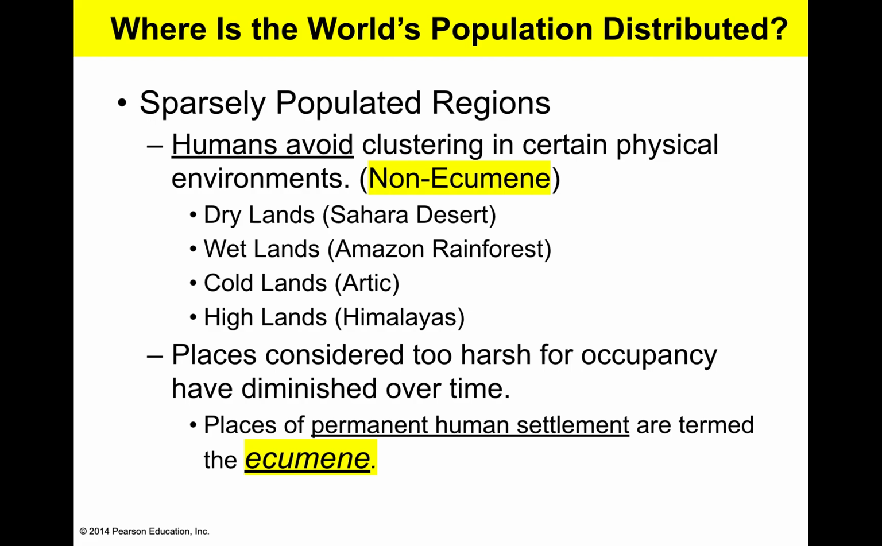Highlands is another area. The Himalayas would be an example of the highest mountain peaks. These are steep mountain peaks that make it uninhabitable for most humans, and they also make it less likely to grow crops and also to extract water and irrigation at those high levels. Places that are not too harsh, where we have permanent human settlement, are called ecumene.